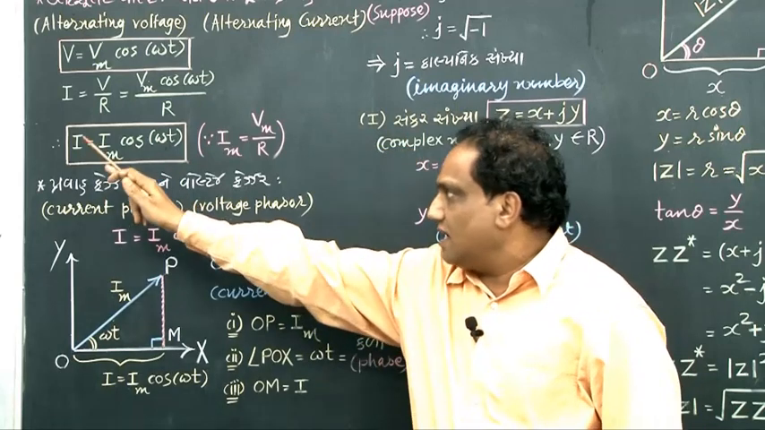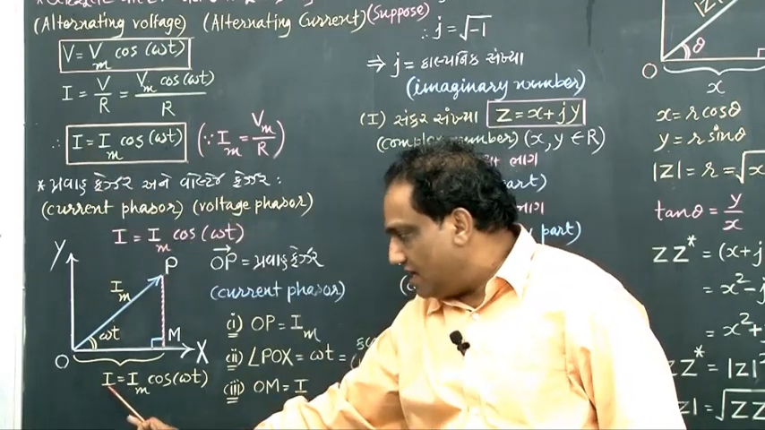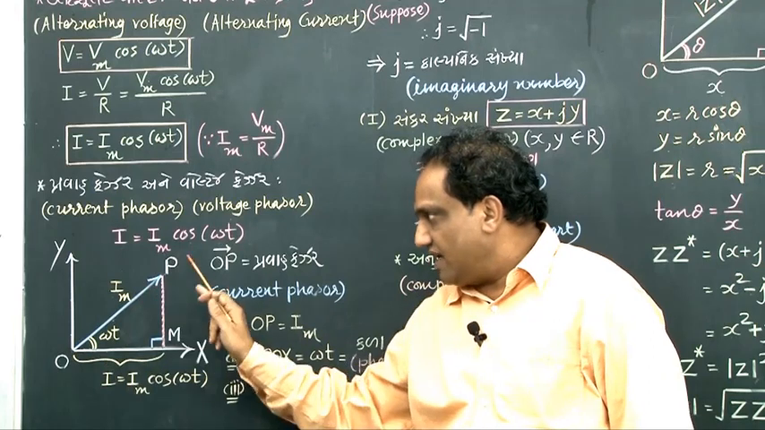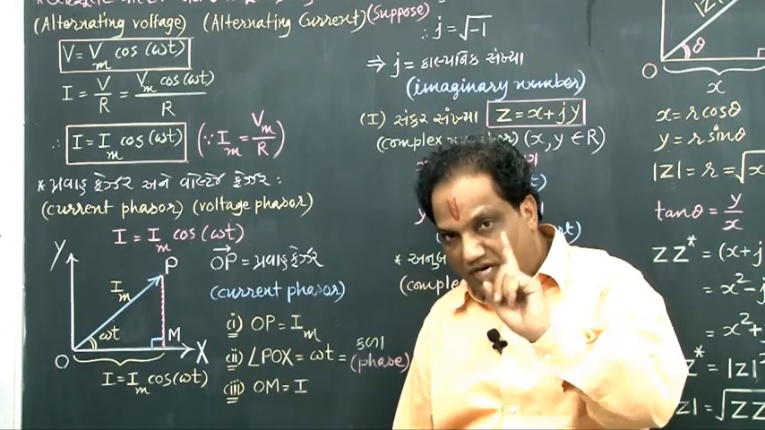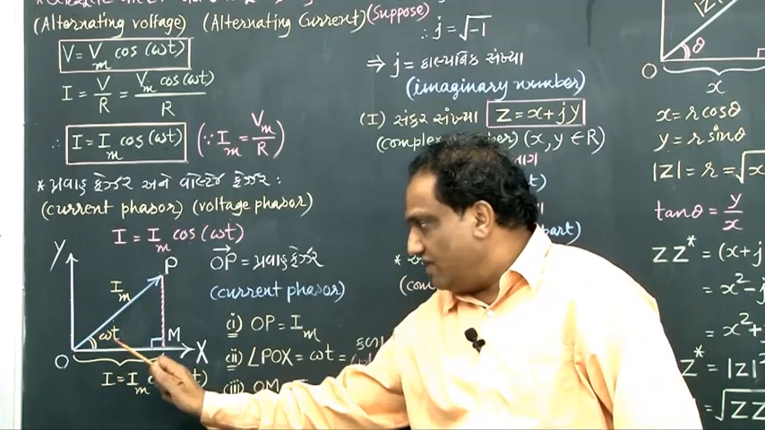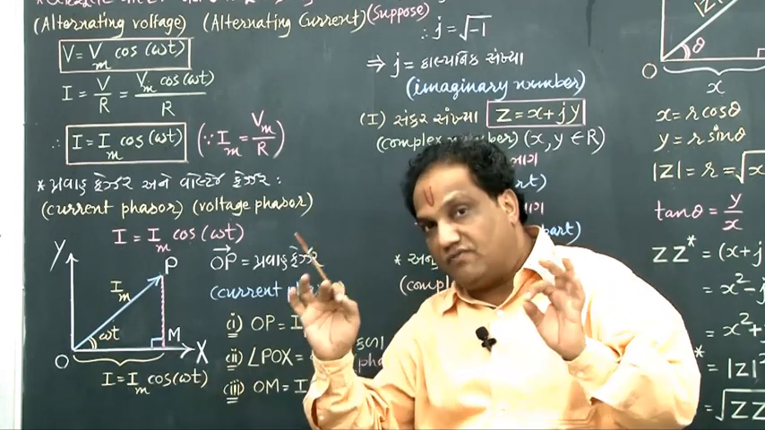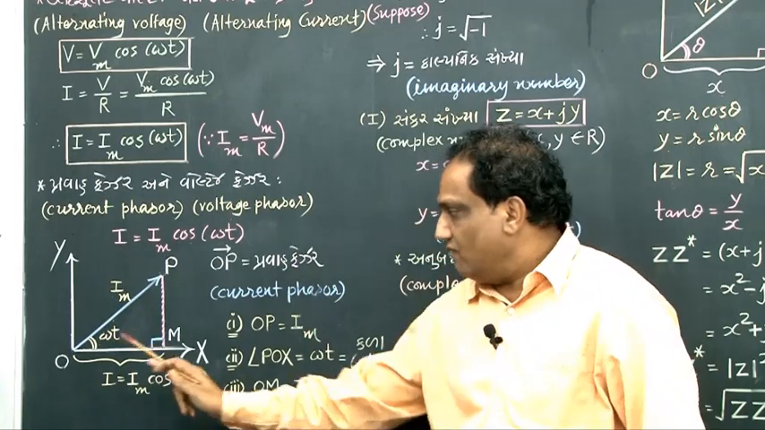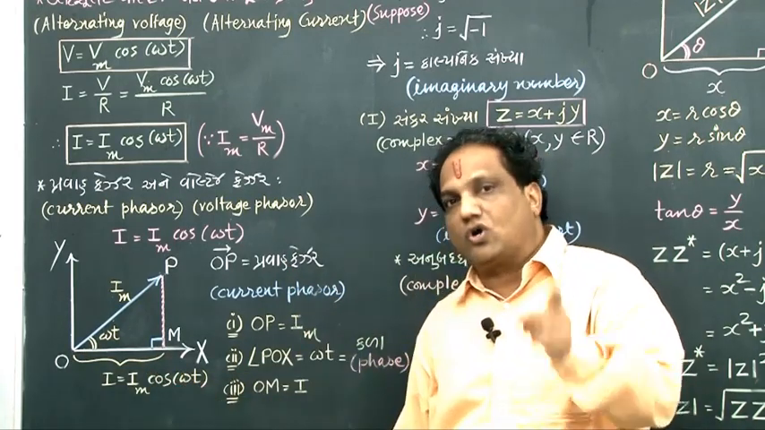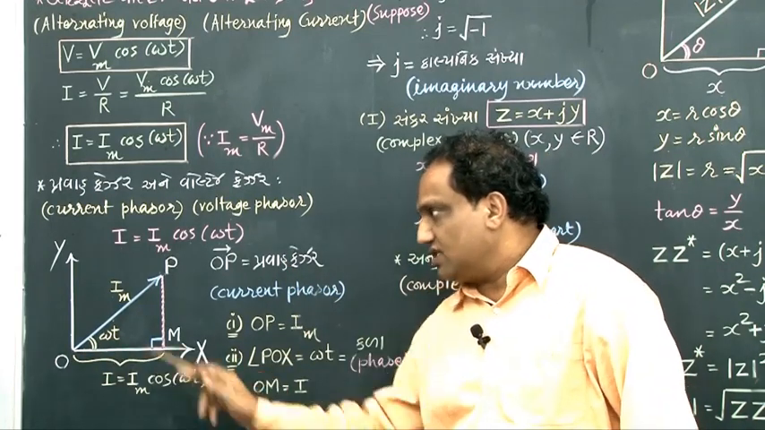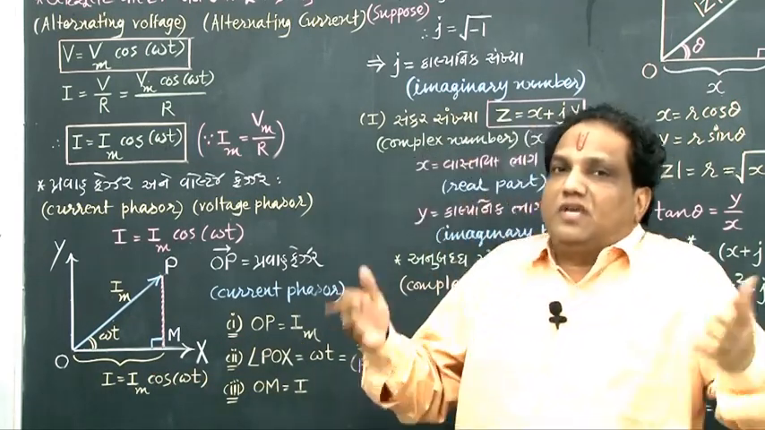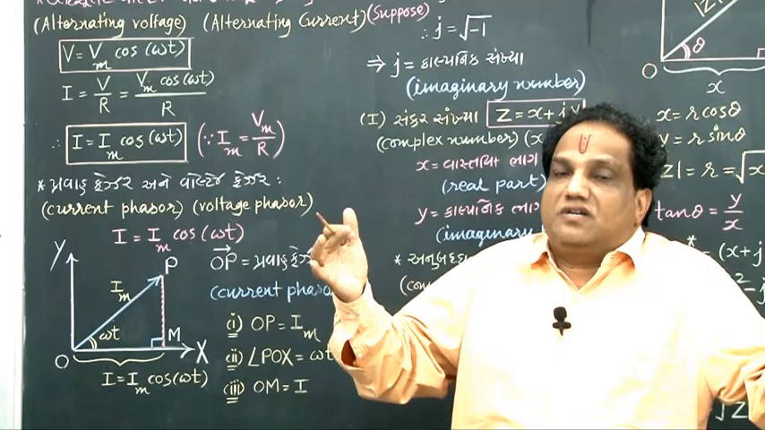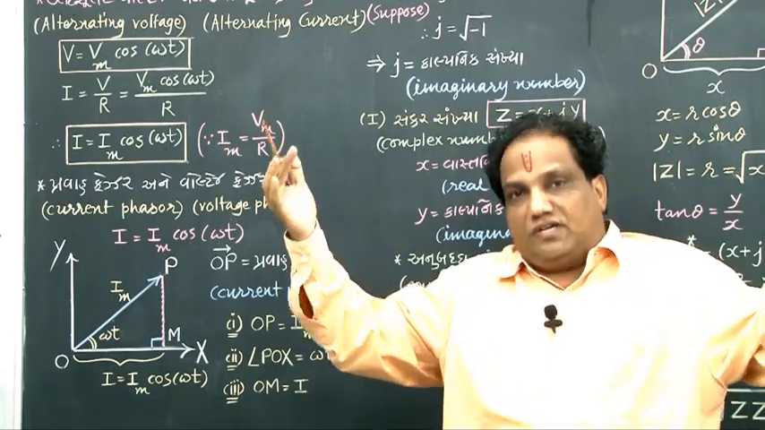It is nothing but i. So this is such a vector whose length is equal to the amplitude of the oscillating quantity, whose angle with the positive x-axis is just equal to its phase, and whose projection or component along the x-axis or y-axis gives its instantaneous value. It is called a phasor, a rotating vector.